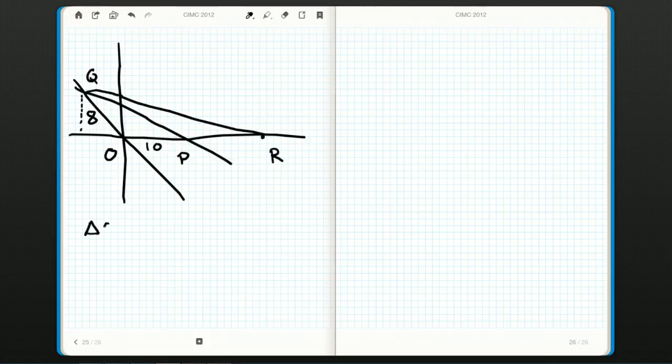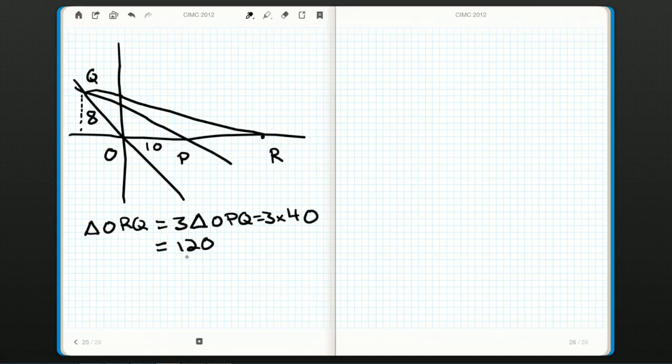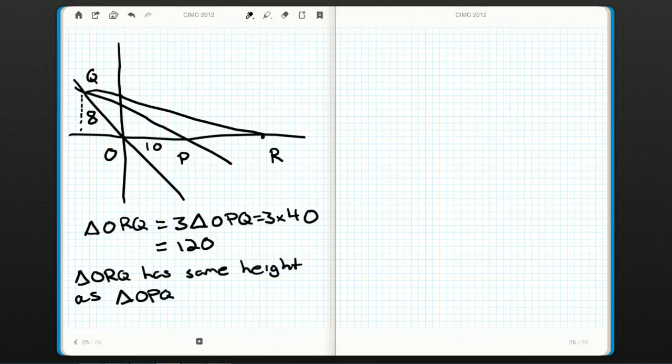Okay. Now, ORQ has 3 times the area of OPQ, which is 40. We just figured that out in the last question. So we're looking for something with an area of 120. So he's got the same height as triangle OPQ because R lies on the x-axis. So he doesn't make the height look any different. He's just sort of an extension of the base of OPQ. So we have 8.